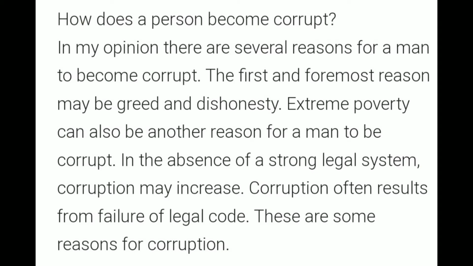In my opinion, there are several reasons for a man to become corrupt. The first and foremost reason may be greed and dishonesty. Extreme poverty can also be another reason for a man to be corrupt. In the absence of a strong legal system, corruption may increase. Corruption often results from failure of legal code. These are some reasons for corruption.